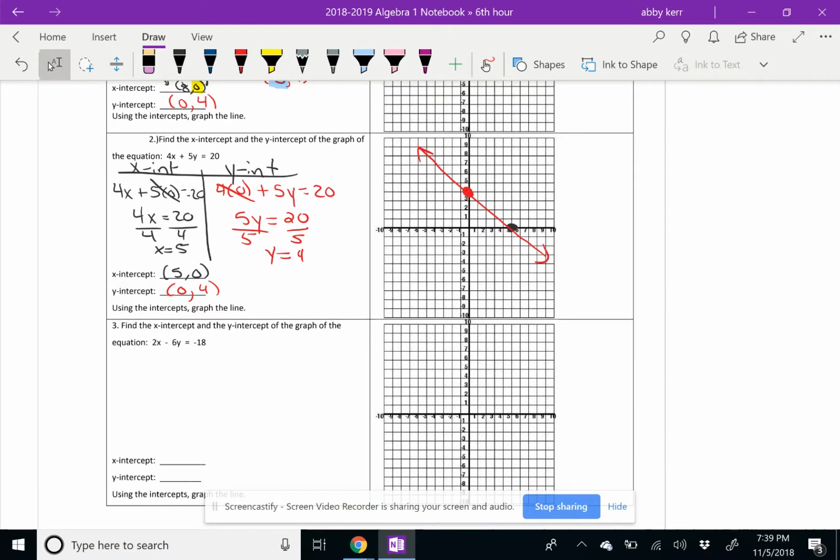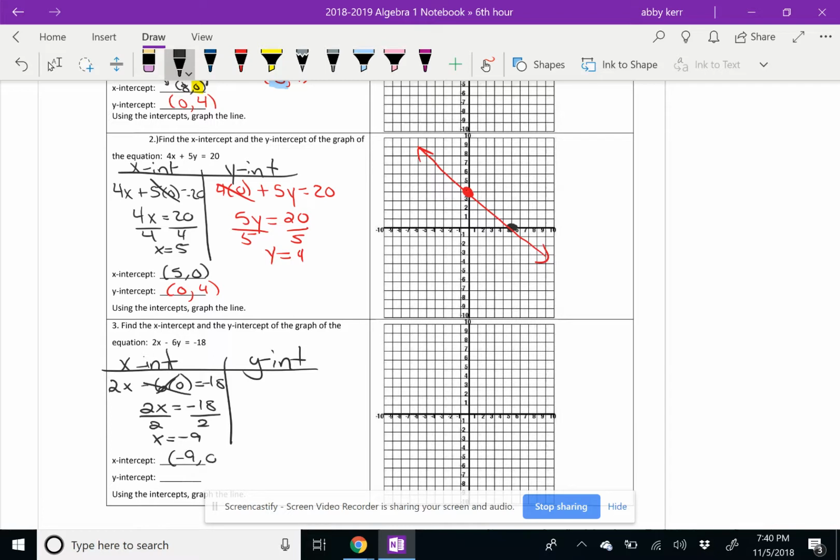Now number 3 is a little more difficult, just because students tend to forget the negative signs. So just be aware of those common mistakes and you should be fine. So x-intercept, once again, nothing's changing. The y is going to be 0. Negative 6 times 0 wipes out. We're left with 2x equals negative 18. Divide by 2. We're going to get x equals negative 9. So negative 9 comma 0. So we're going to go left 9, up none this time.